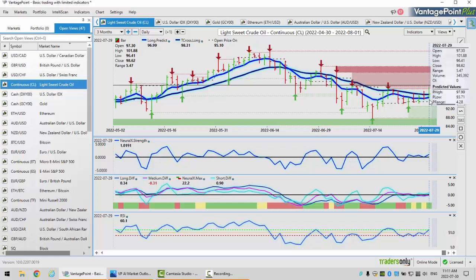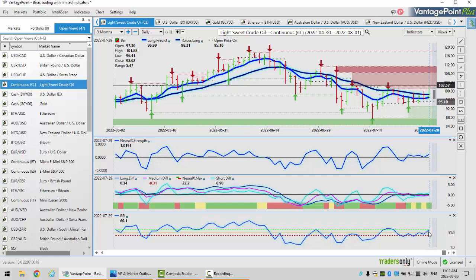Going into next week, once again, our T cross long is 98.31, and then we've got 96.99 on our long predicted, which provides that additional support here. So again, if oil can stay above these levels, then we would be looking for probably another test of at least the 100 level. Our indicators here, our neural index strength and our neural index itself, are both positive.